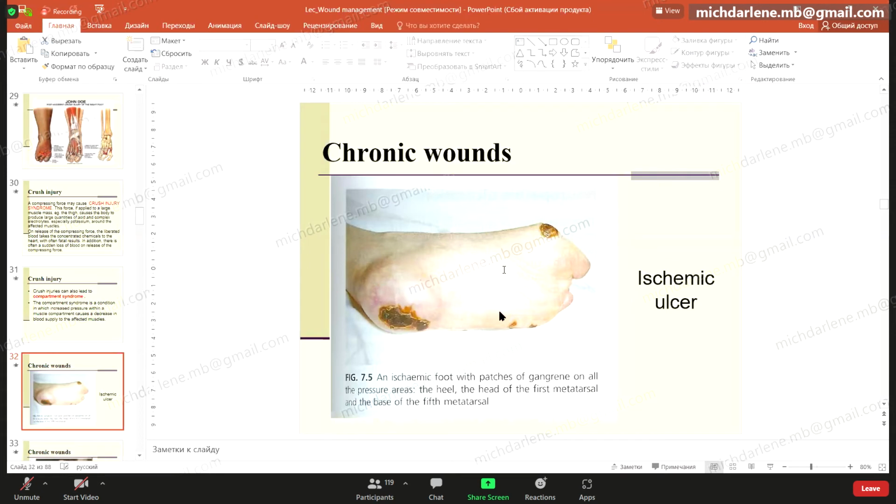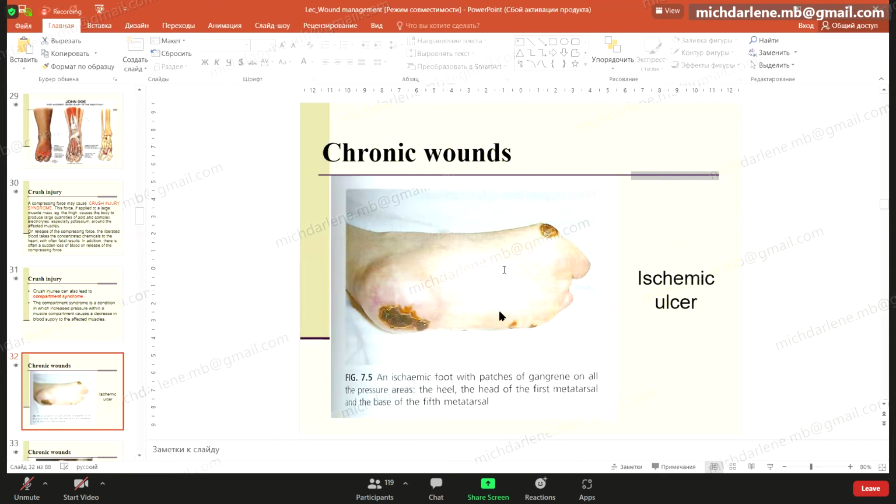Chronic wounds. It's classically the diabetic foot. We do not have any exudation from this wound, and these things characterize the chronic kinds of wounds. You check where these wounds are usually localized. This is the most pressured part of the foot. It's the calcaneus area and the first metatarsus, first finger joint.